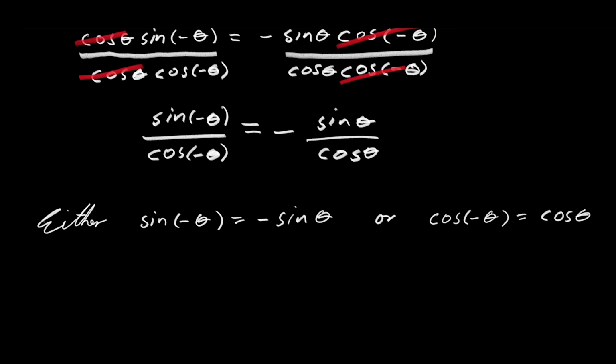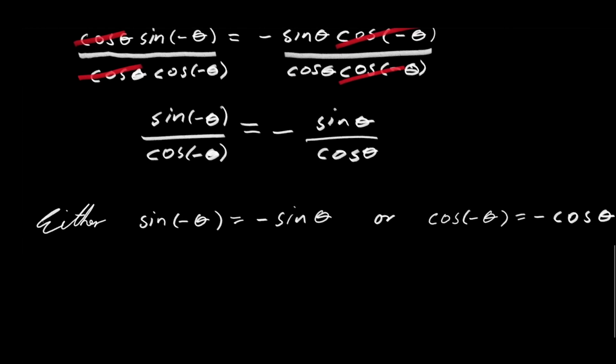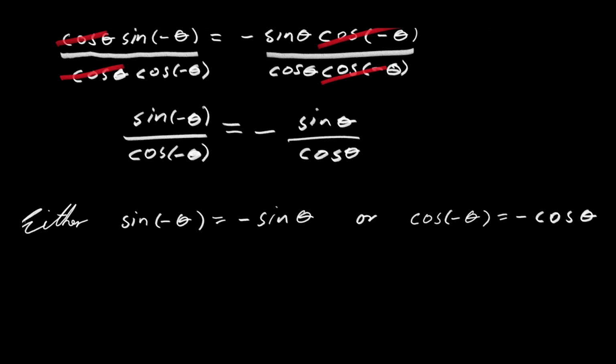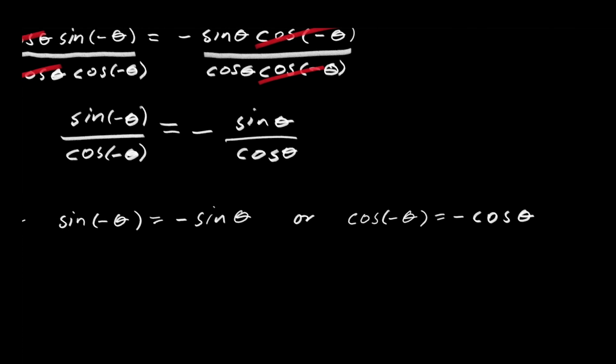Now, the negative sign going with the denominators. I missed the negative sign. So negative cosine of theta. Now obviously one of these two cases hold. So either this case holds or this case holds. In other words, the negative sign goes with the numerators or it goes with the denominators.